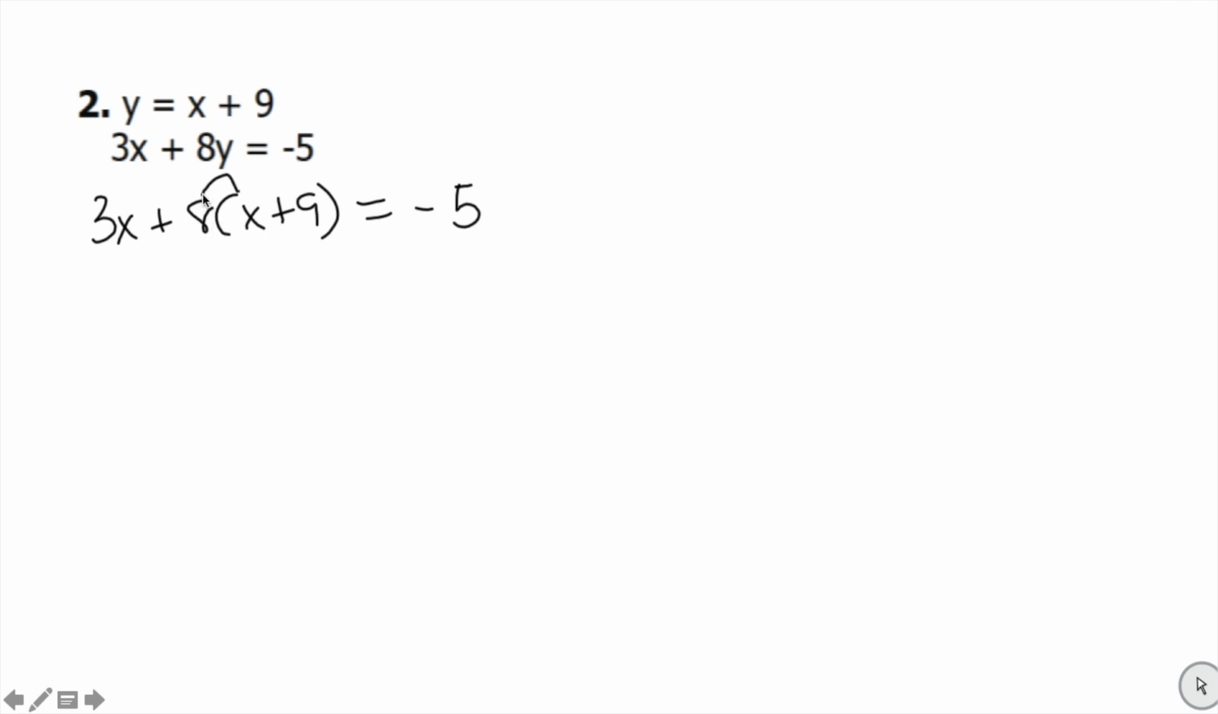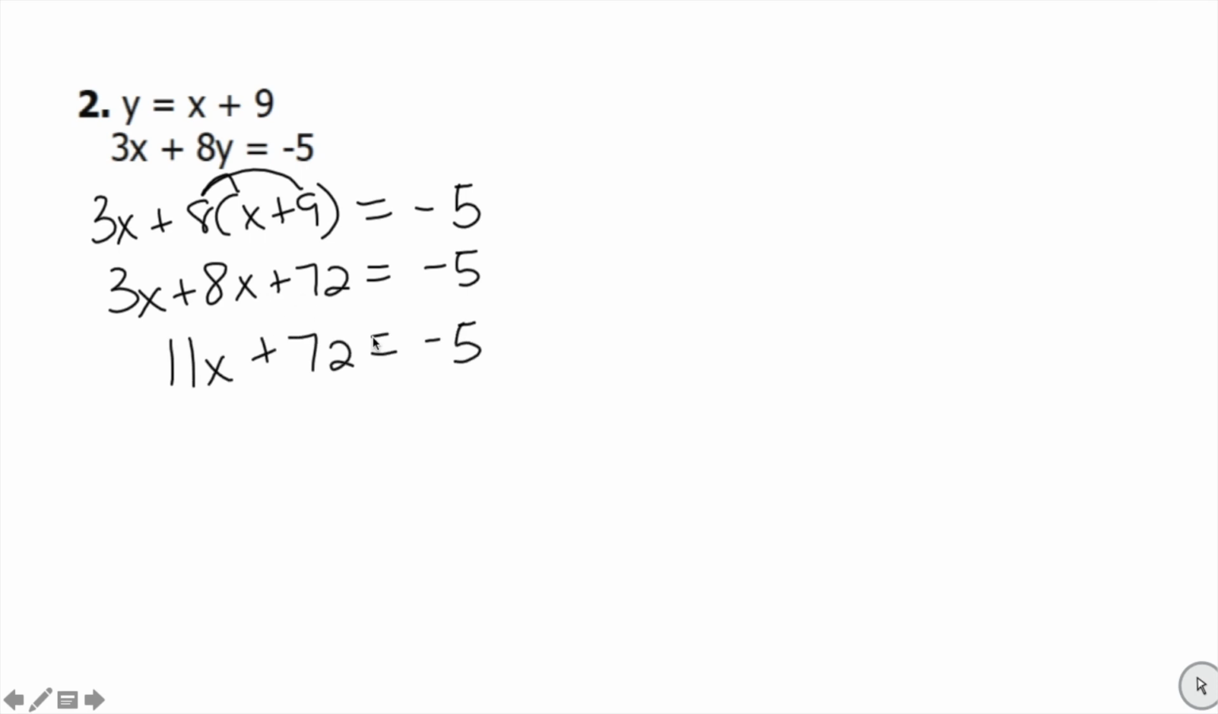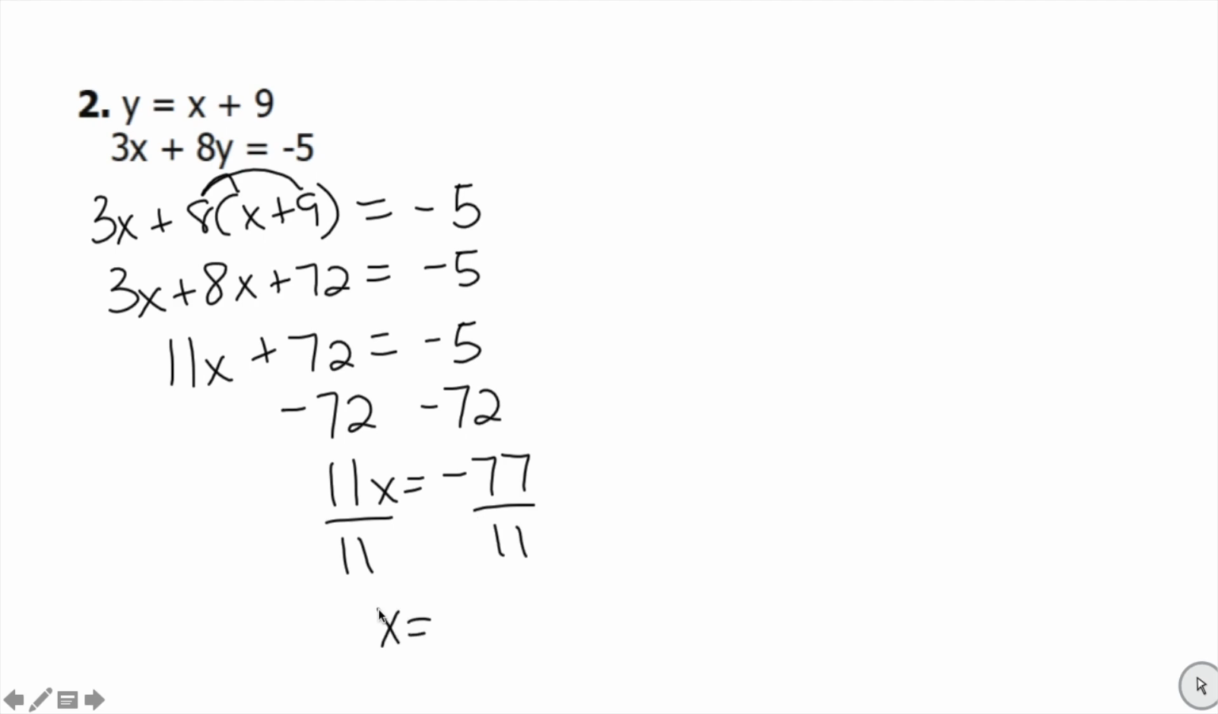So then we do 8 times x, which is 8x, 8 times 9, which is 72. Bring down everything else that we haven't done anything with yet. Then we combine like terms, 3x and 8x gives 11x, and we are going to subtract 72 on both sides. So you get 11x equals -5 minus 72, which is -77. Then we divide by 11, and you get x equals -7.